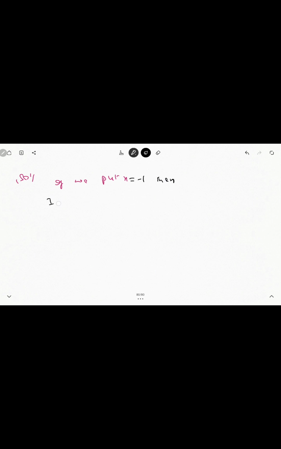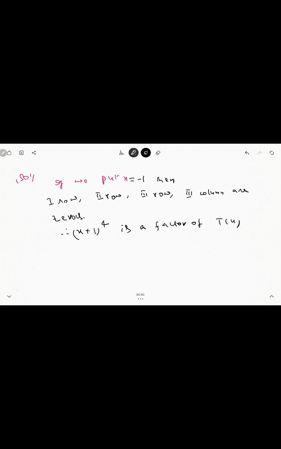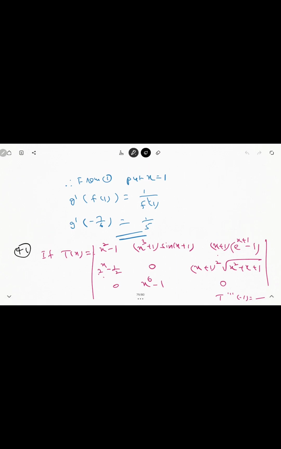If we put x is equal to -1, then first row, second row, third row, third column are completely zeros. Therefore, x plus 1 is a factor but repeated 4 times. So x plus 1 whole power 4 is a factor of d of x. So if you expand this det, you will be getting x plus 1 power 4 into something. Understood or not? It is also a property.